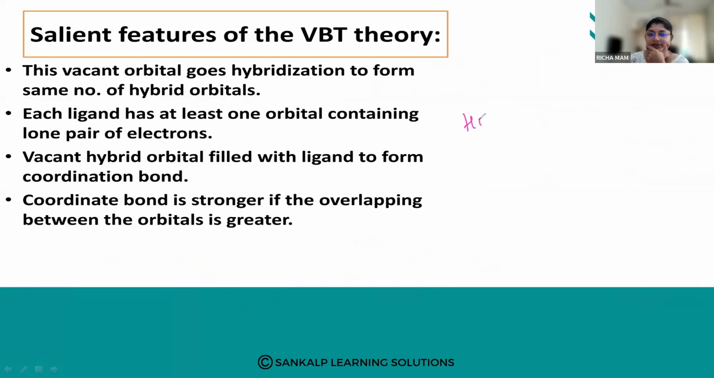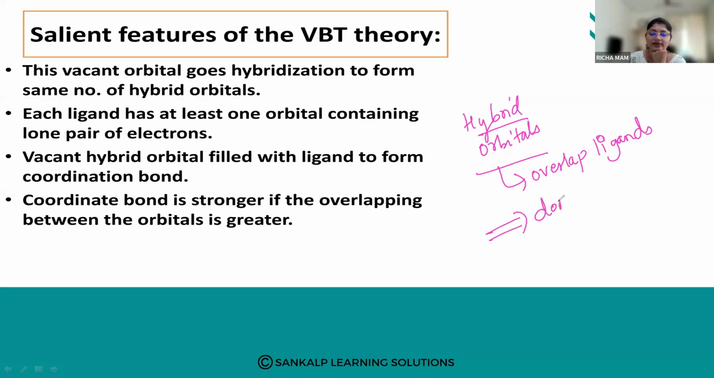So the hybrid orbitals, whatever hybrid orbitals are produced by the metal when it comes in contact with the ligand, what will happen now? They will overlap with the ligand orbitals. And these ligand orbitals will donate the electron pair for bonding.